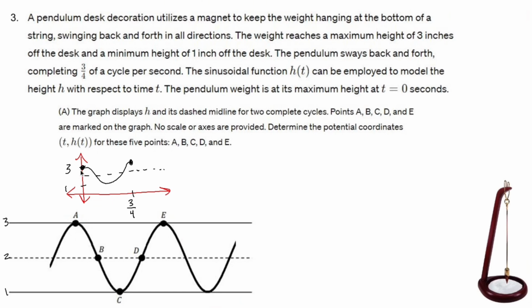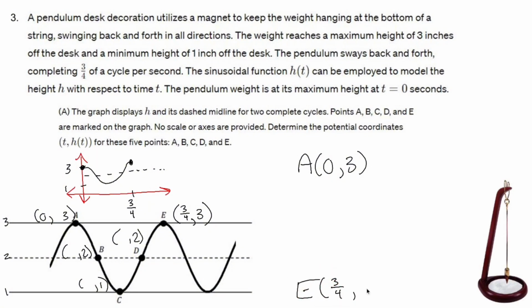All right, so right off the bat, we could do A as our maximum. So we could say that A is 0, 3. So 0, 3, that part's pretty easy. B is going to be something, 2. I'll get there in a minute. C is going to be something, 1. D is going to be something, 2. And E is going to be 3/4, 3. So that gives me E.